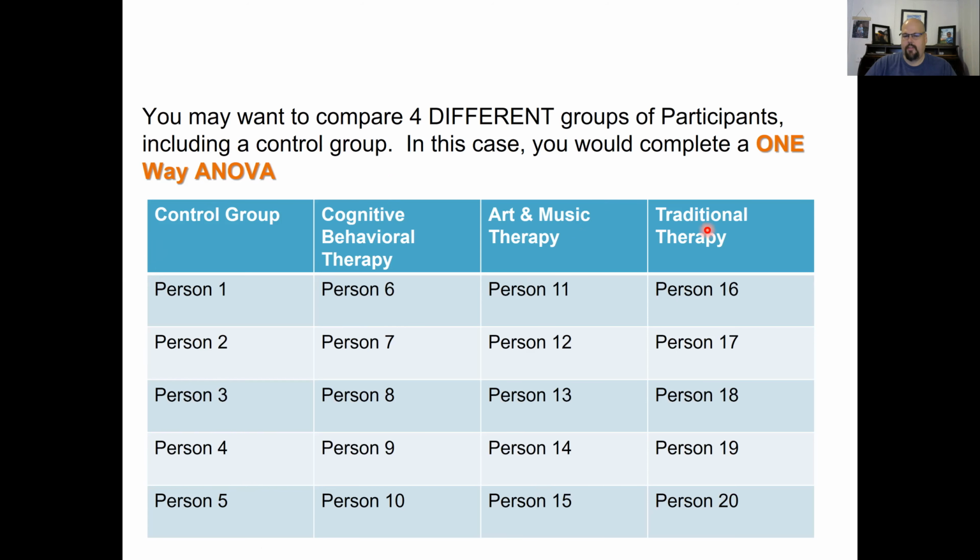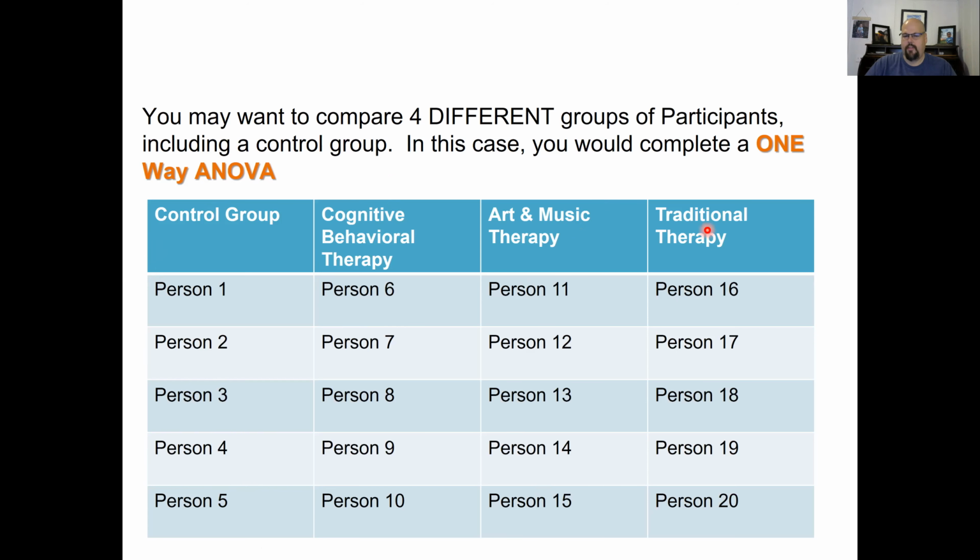This is a really basic way to analyze one independent variable, right? The independent variable in this condition is still therapy. The independent variable in this situation is also therapy, control group or not. Therapy and therapy. What varies is the number of levels of that independent variable.